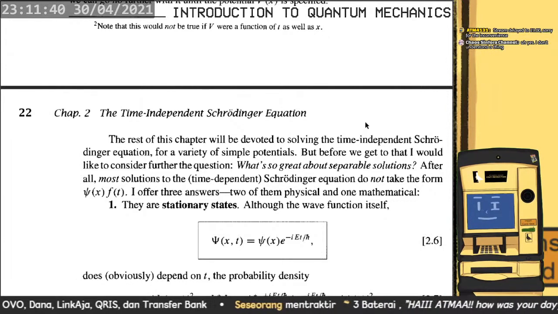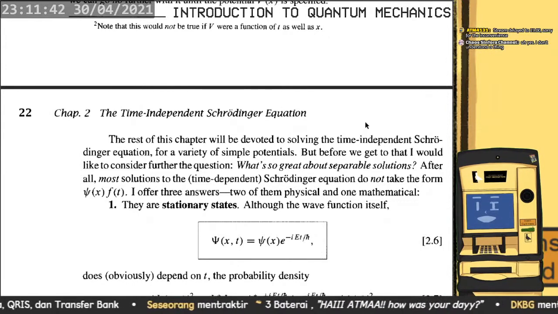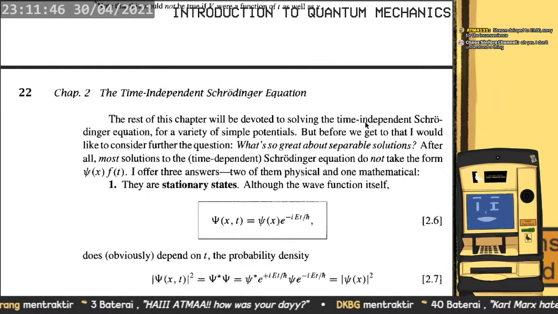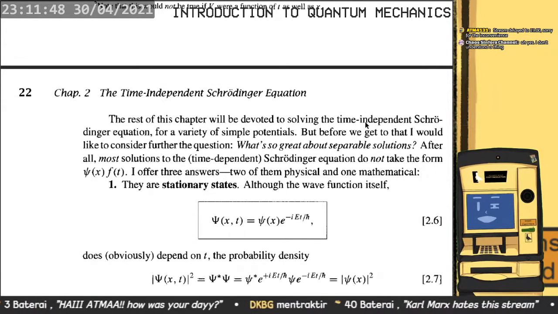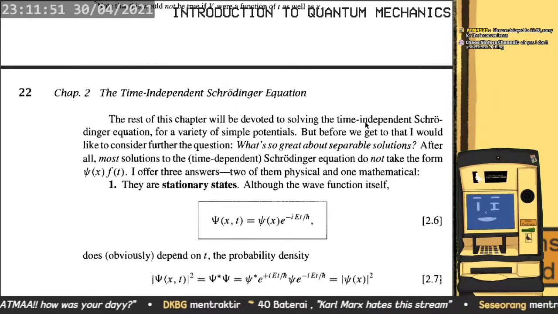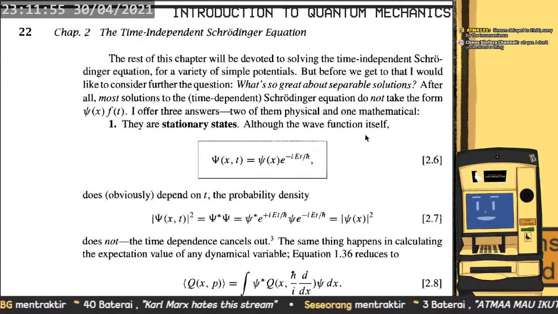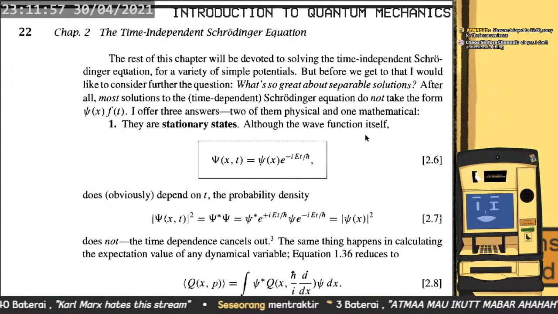But before we get to that, I would like to consider further the question: what's so great about separable solutions? After all, most solutions to the time-dependent Schrödinger equation do not take the form ψ(x,t) = ψ(x)f(t). I offer the answers, two of them physical and one mathematical.